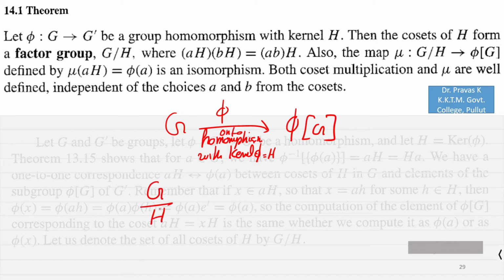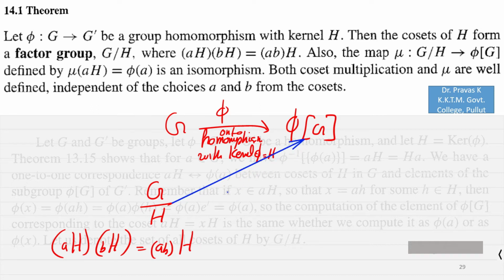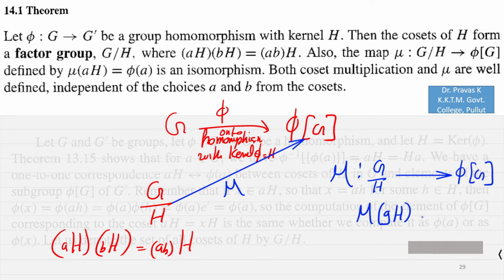And we can see that the collection of all cosets of H in G forms a group under the binary operation aH times bH equals abH. Now this group is actually isomorphic to phi[G] under the isomorphism mu from G/H to phi[G] defined by mu(gH) equals phi(g).